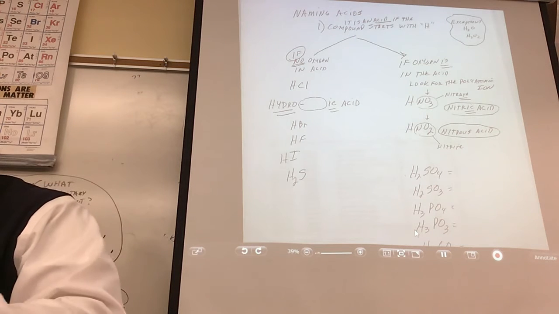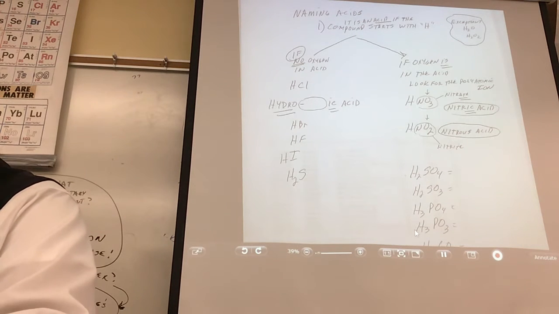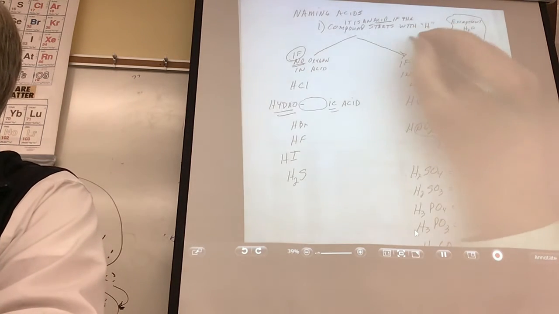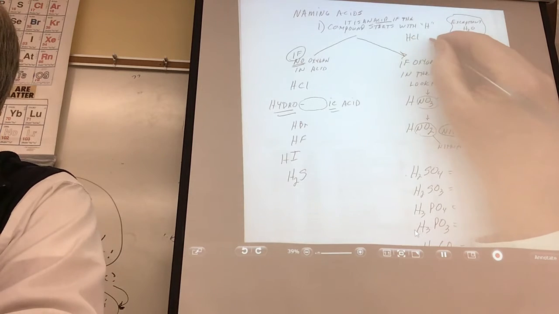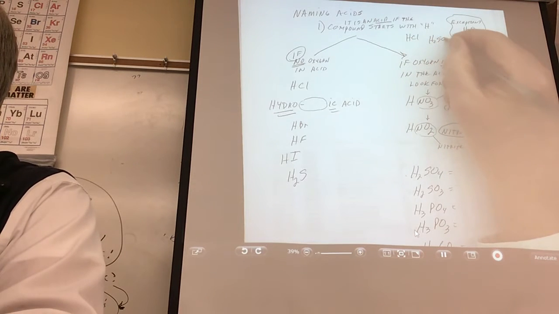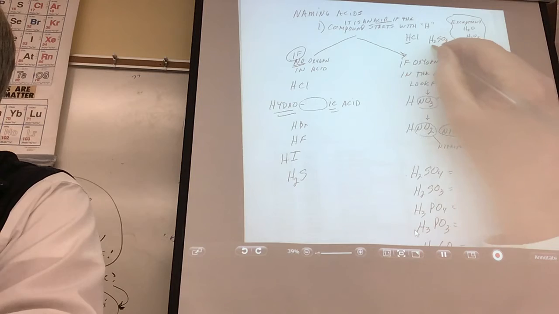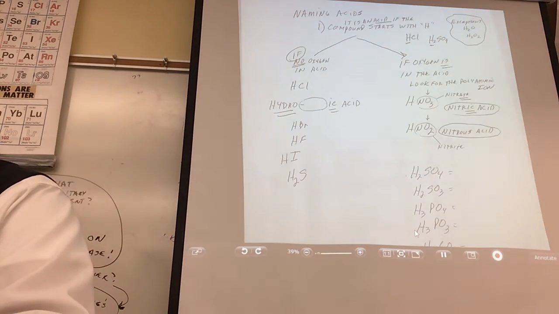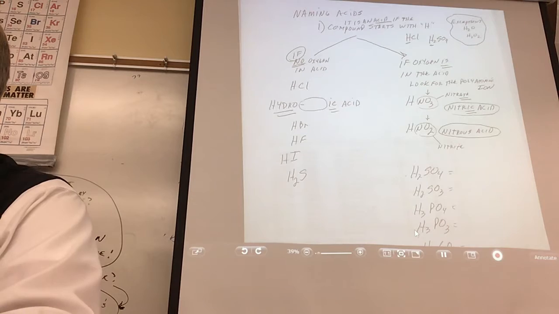All right, here we go. How do you know if something's an acid? When you look at the formula, it starts with hydrogen. Here's one, and here's another one. If it starts with hydrogen, it's an acid. The only exceptions I know of are water, H2O, and hydrogen peroxide, H2O2. Those are the only two things I know of that start with hydrogen and are not acids.